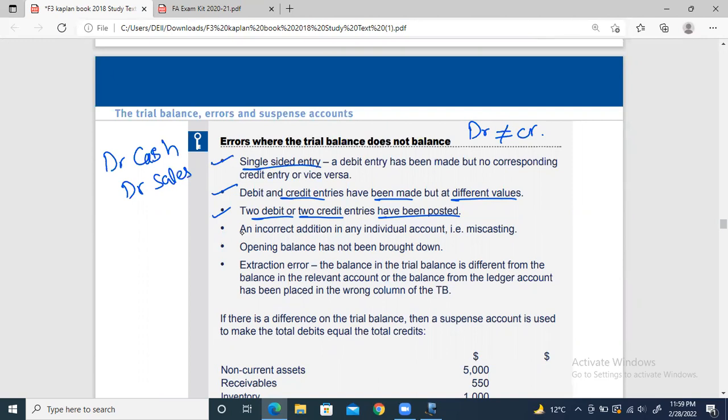So you can see all of the entries are on debit, nothing is showing on credit over here. So the credit side will automatically be understated. It will be showing much less balance than the debit side. It will not be equal to debit.